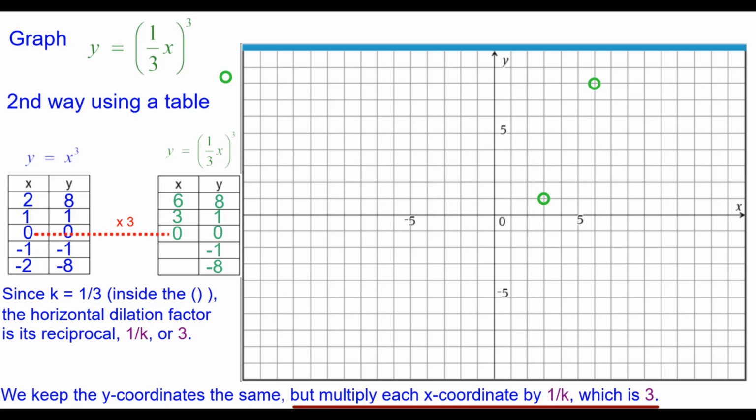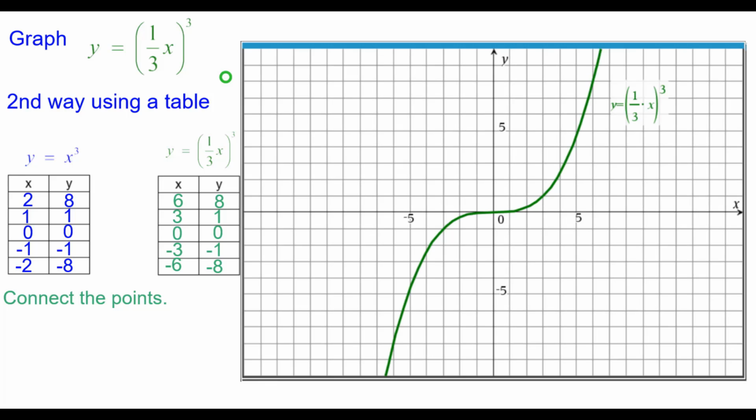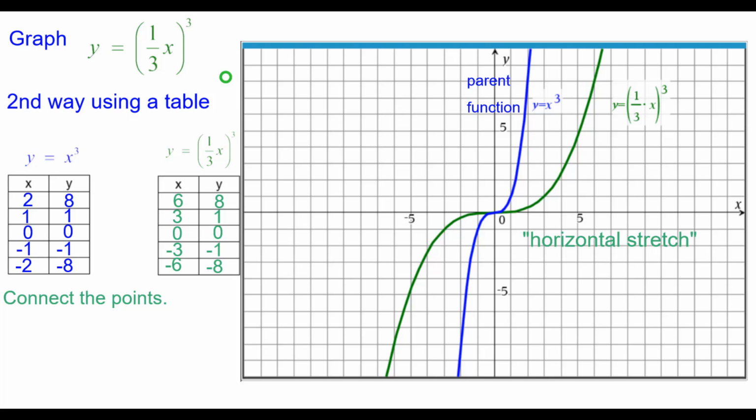The origin is left unchanged here. Go ahead and finish the last 2, press pause, and resume when you're ready. -1 times 3, -3, -1. And -2 times 3 is -6, -8. Connect the points, the cubic looking graph, and compare that to the parent function. And this green one is a horizontal stretch of the blue one.